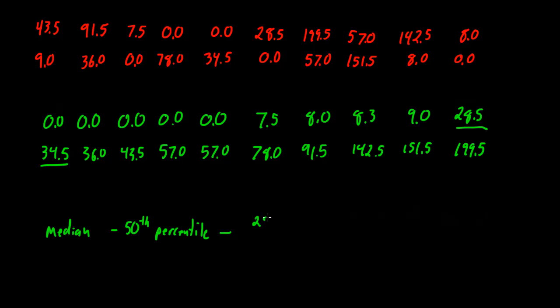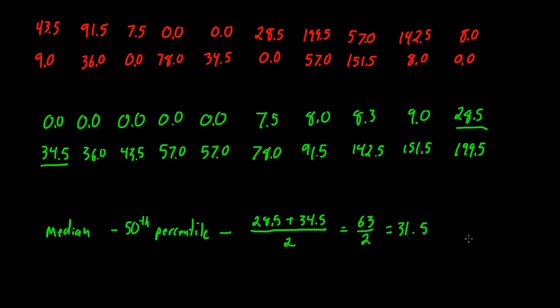So we have 28.5 plus 34.5, and then we divide by 2. If we add those two together, we get 63 over 2. And if we divide that, we get 31.5. So our median for our data set is 31.5 minutes.